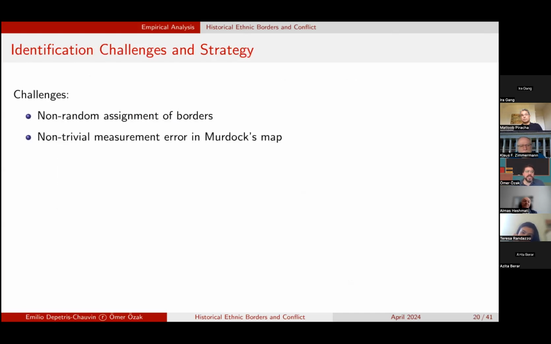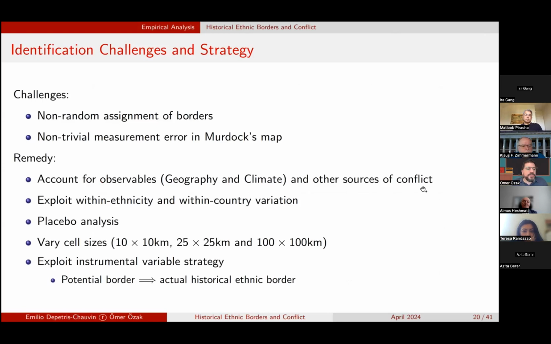Of course, this is just a correlation, and we know there are lots of challenges that we will need to overcome to show that this is quite robust and perhaps causal, right? First, borders are not randomly assigned. And in particular, we know that the measurement error in Murdoch's map can be quite non-trivial. So how are we going to try to resolve these issues? First, we're going to try to account for all kinds of observables, as many as we can. I think this is quite large, and we have lots of robustness, in particular covering everything that has to do with geography, climate, and other sources of conflict.